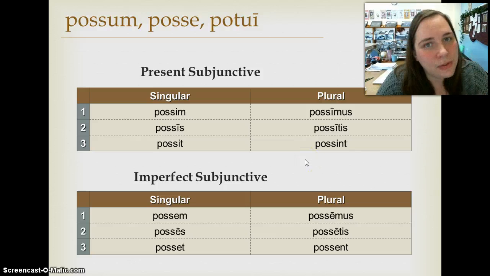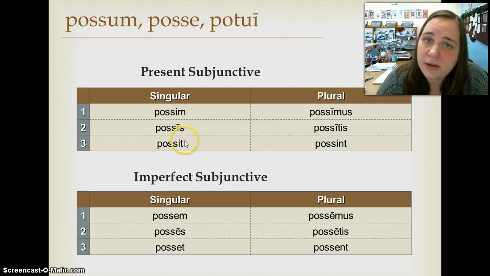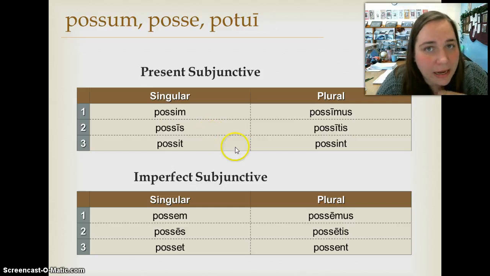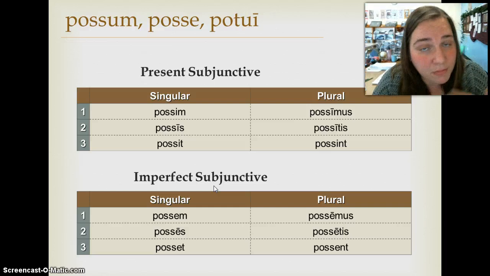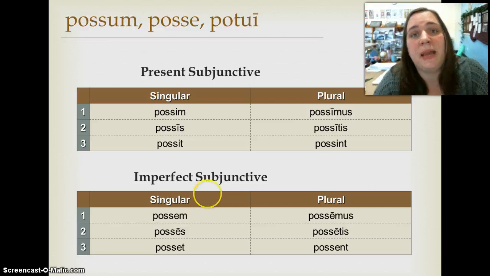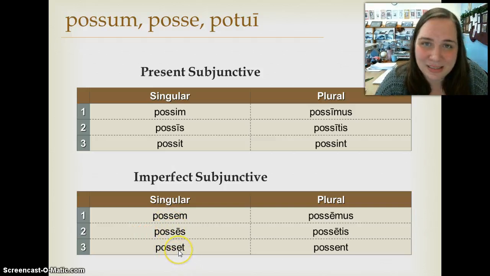Again, if you know sum, you know possum, because the present subjunctive is just the present subjunctive of sum plus pos. So possim, possis, possit, possimus, possitis, possint. So possim, let me be able. Possis, let you be able. Possit, let him be able or let her be able. So on and so forth. And again, the imperfect subjunctive for possum is just the second principal part plus the endings, just like you would expect it to be. So possem, posses, posset, possemus, possetis, possent.